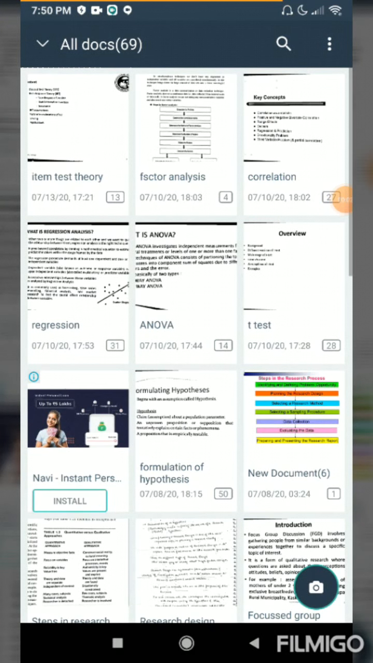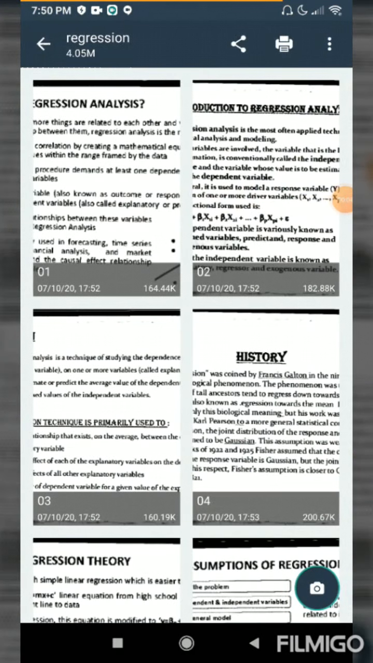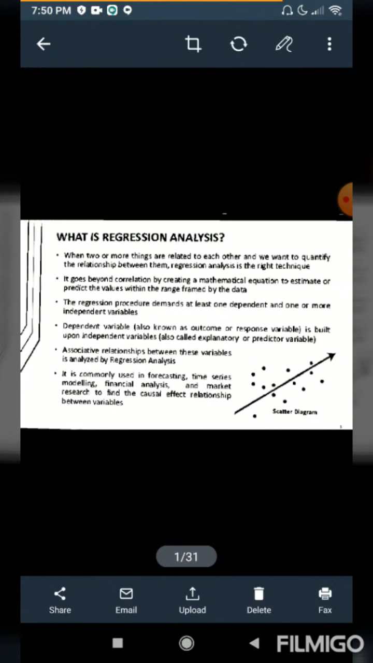Okay, so let's go with regression first, because correlation and regression we kind of use hand in hand. Just in case you're not able to see, let me know. Okay, first of all, what is regression analysis?